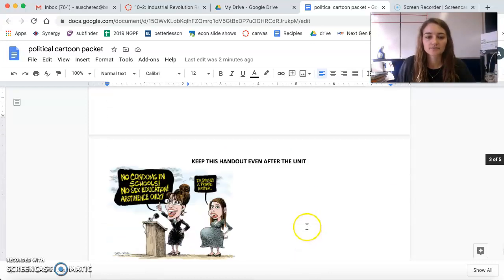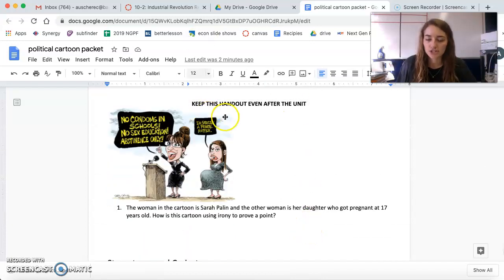So if we scroll down, here is a political cartoon. You guys may not know who these people are, but I'll explain it to you. Sarah Palin ran for vice president many years ago, and she was obviously a big proponent for no condoms in school, no sex education, abstinence only. She was on that side of the sex education argument. Ironically, her daughter got pregnant as a teenager, okay?